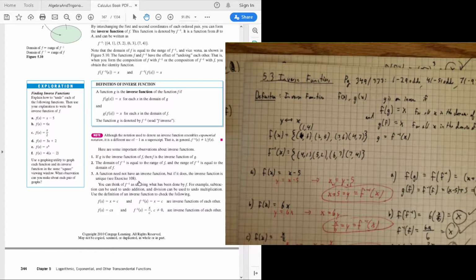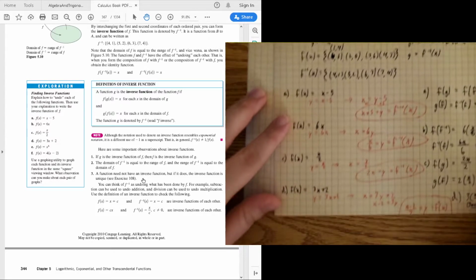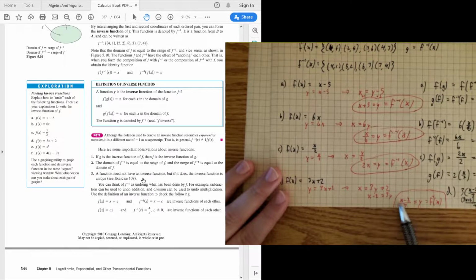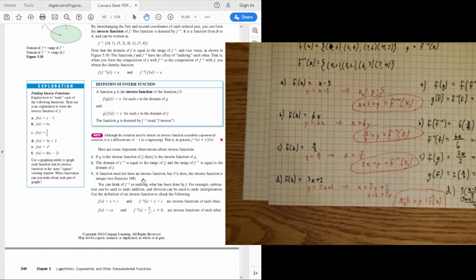And then finally, a function does not have to have an inverse function, but if it does, the inverse function is unique. What that means is you could simplify it and all the answers would be the same. If you have one answer and I have one answer and we both claim they're the inverse, algebraically, we could make them match. They may look slightly different, like on D here, how we have x minus 2 over 3. Yours may be x over 3 minus 2 over 3. But those are algebraically the same, which means we have one answer, a unique answer, which is a big detail.